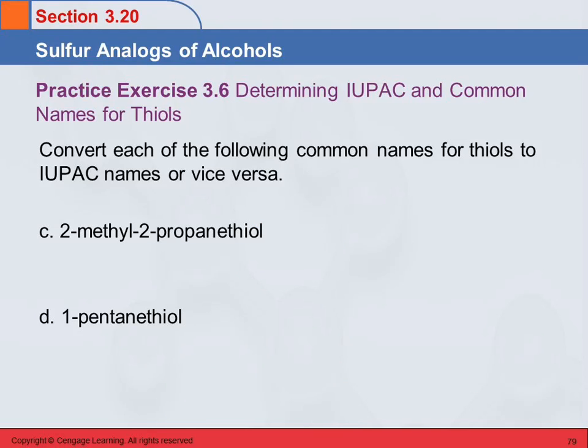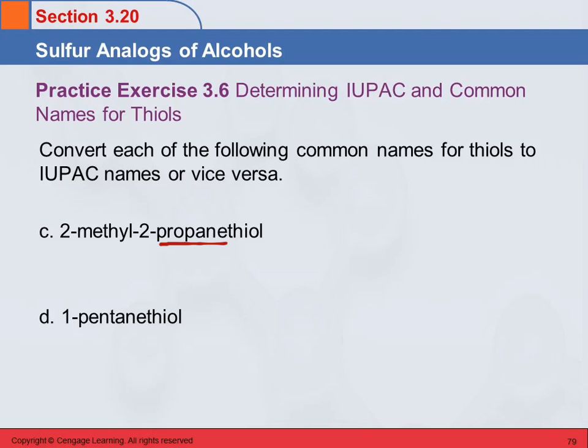Two more. So these names, just looking at them real quick, are these common or IUPAC names? These are IUPAC names. So I think it's helpful, if you're trying to go back and forth between these two names, to actually draw the structure. It's good practice anyway. So 2-methyl-2-propane thiol. Well, propane is the main chain. So let's draw that first.